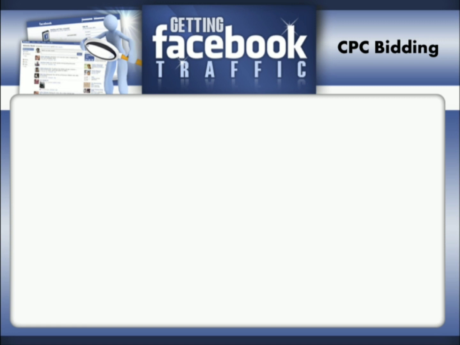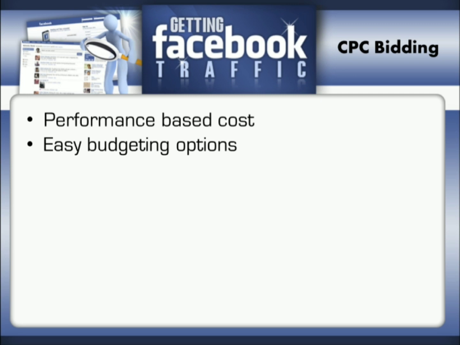CPC is cost per click. This is where you bid, and it's performance based. You bid a certain amount and you will pay if you get a click. It's very easy to budget this way, because if you know your conversion rates on your sales or landing page and you know your profit, it's easy to calculate what you can spend on your CPC advertising. Okay, if I get 100 clicks, I will make 2 sales, and you can budget effectively.